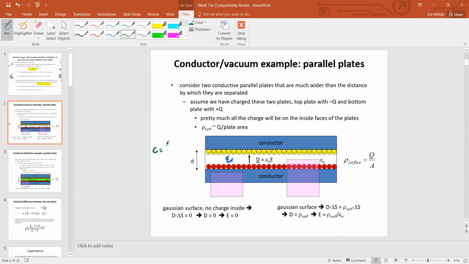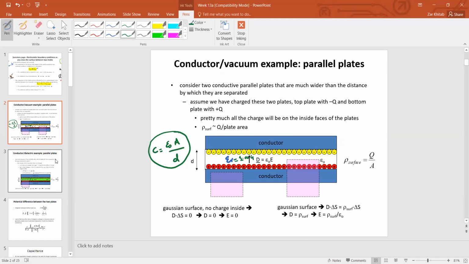C equals epsilon naught A divided by d, where A is the area of the plate. So that was the capacitance of this structure, if the two plates are separated by air, suppose, which has epsilon r very close to 1.